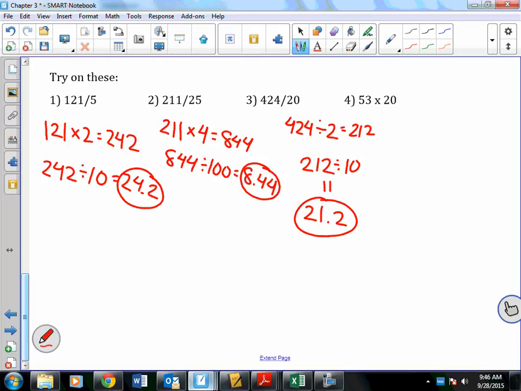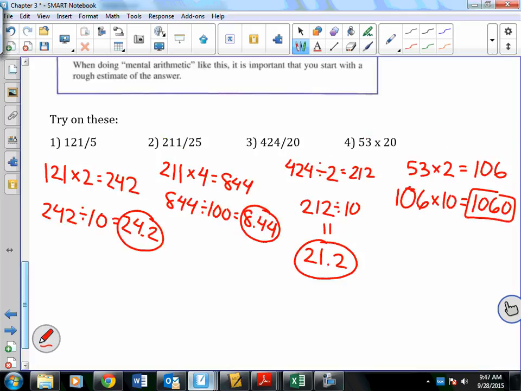Last one, to multiply by 20. First thing I do is to multiply by 2. 53 times 2 is 106. And now I need to multiply by 10. So I take 106 and multiply by 10. Move decimal place 1 to the right now because I'm getting bigger. I get 1,060. Those are some tricks of the trade when you are dividing by 5, dividing by 25, dividing by 20, or multiplying by 20. These first two are really handy.